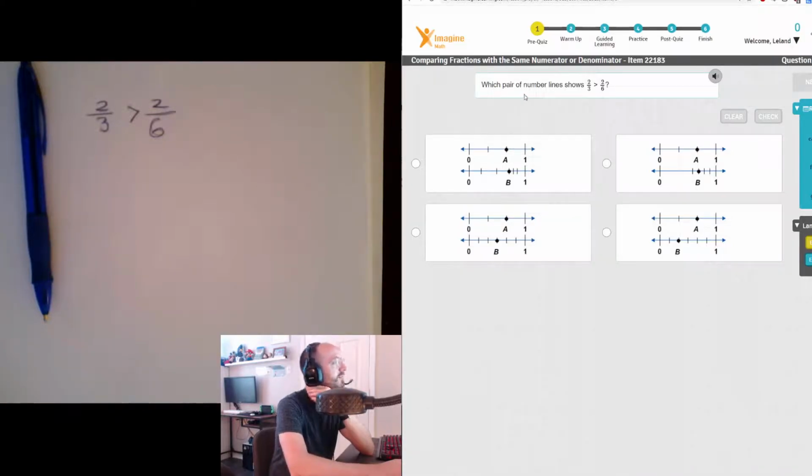Which pair of number lines shows that 2/3 is greater than 2/6? Since this is a multiple choice question, I can decide and choose based on that. 2/3 is more than 2/6. Well, I know I need one that's chopped into thirds and one that's chopped into sixths. This is 2/3, yes. This is 2/3, yes. This is 2/3, yeah. So really, we're looking at which one will show 2/6.